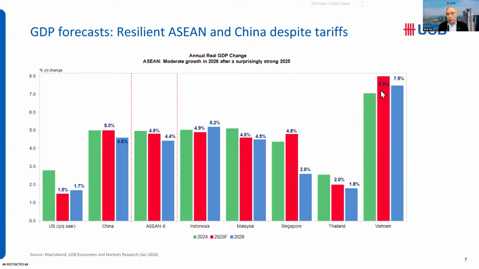Okay, Vietnam is another one, surprisingly strong. Exports had double-digit growth in 2025. So is it going to continue at this sort of pace? I think that is unlikely to be the case. So at least we should see some moderation going forward. So this is the chart summarizing almost everything that we have for our forecast for Southeast Asia.